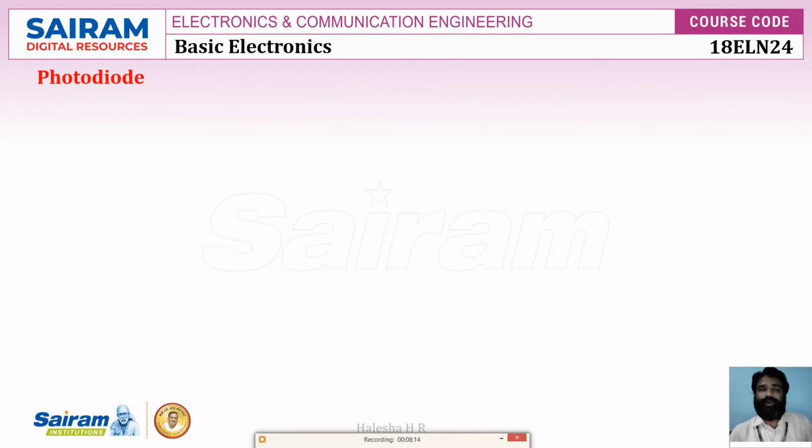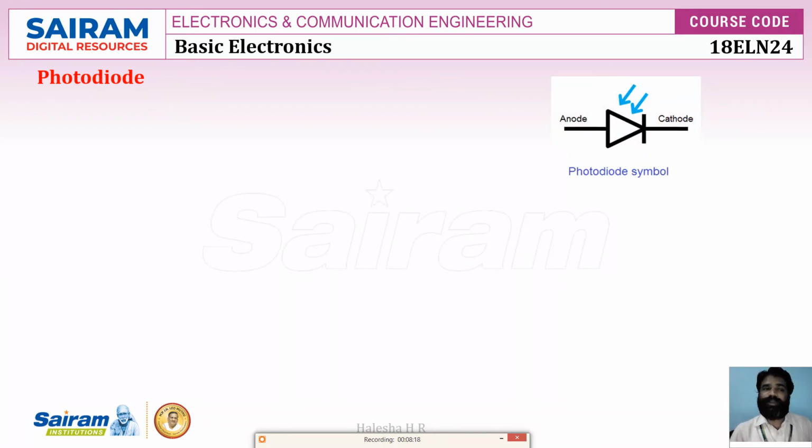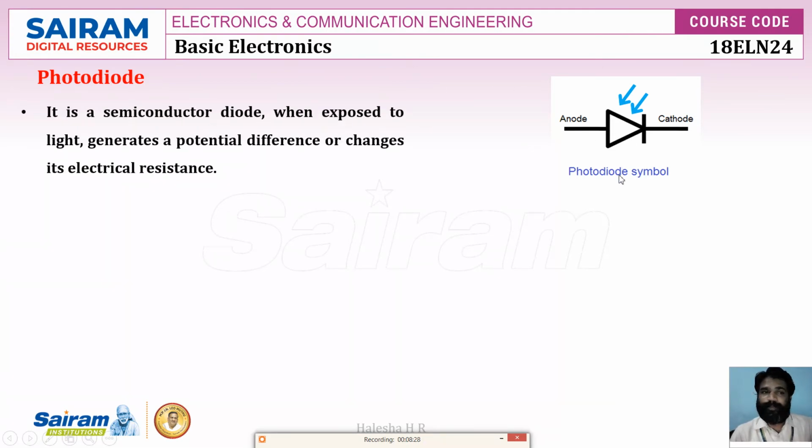Now we see the photodiode. Again, it is a special diode. Photo means light. It depends on light. So when light falls on it, it acts. It becomes forward biased. So this is the symbol of the photodiode. Again, it is a semiconductor diode. When exposed to light, it generates a potential difference or changes its electrical resistance, then allows the current to flow.